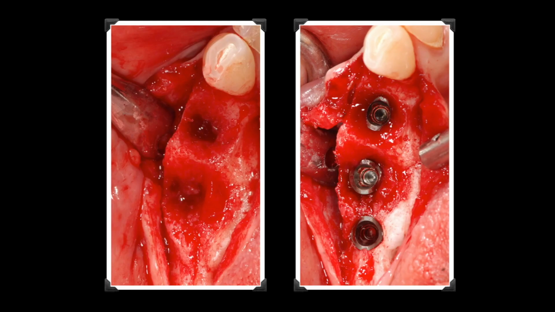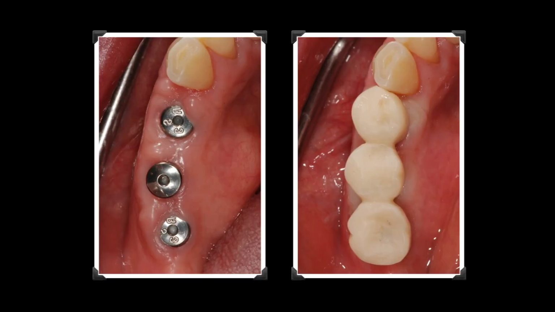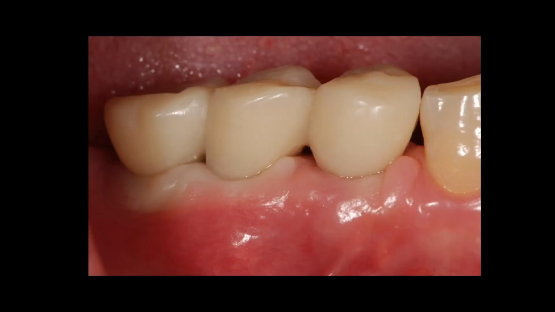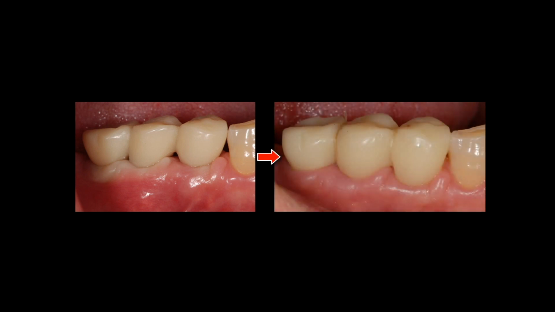Let me share another case. This time, 3 scalloped implants were placed consecutively. Healing abutments were placed. After 3 months of healing, restorations were started. This is how things look at the time of provisional delivery. 2 months of provisional phase was evaluated. This is how things look after 2 months with the same provisional.